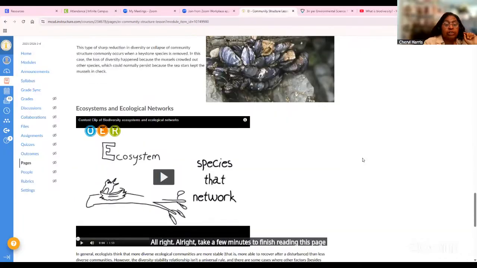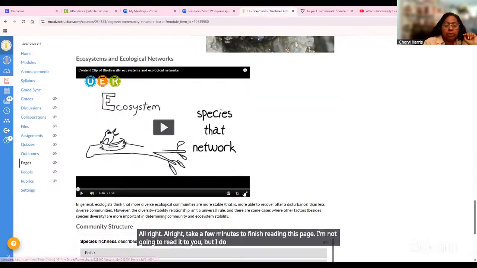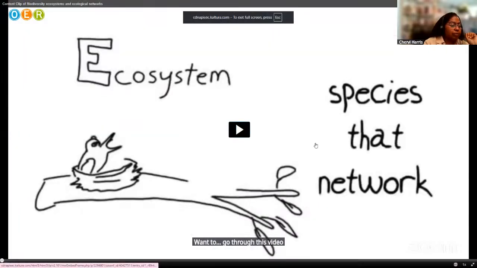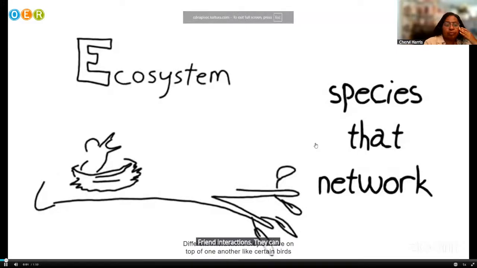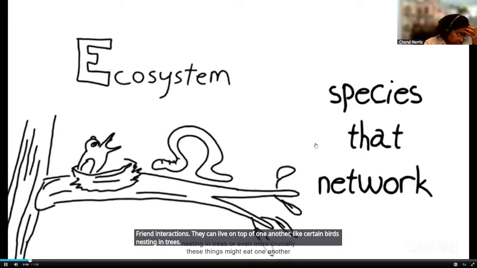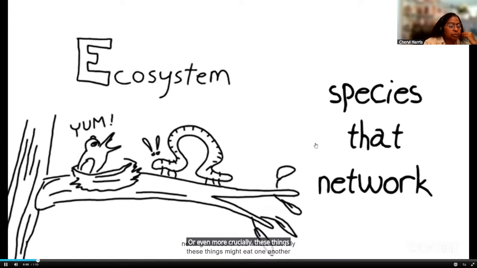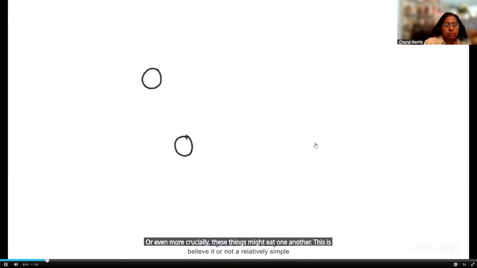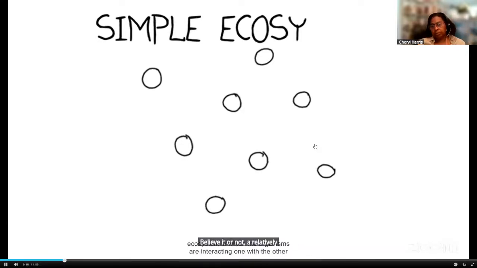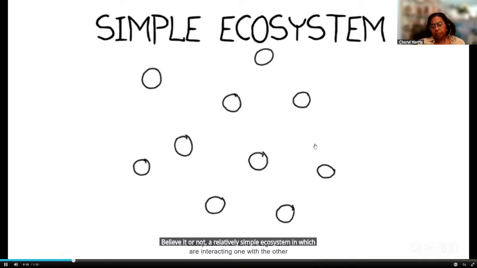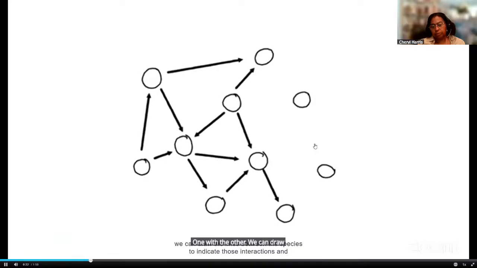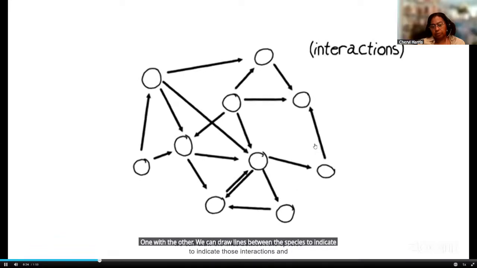I'm not going to read it to you, but I do want to go through this video. Friend interactions. They can live on top of one another, like certain birds nesting in trees, or even more crucially, these things might eat one another. This is a diagram, a network diagram of, believe it or not, a relatively simple ecosystem in which the organisms are interacting one with the other. We can draw lines between the species to indicate those interactions.